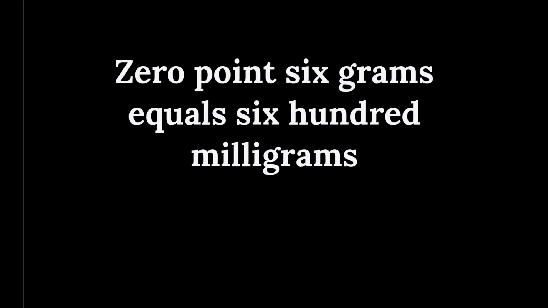For a 0.6 gram daily dose taken 3 times, convert to milligrams. 0.6 grams equals 600 milligrams. Divide 600 by 3 to get 200 milligrams per injection. Calculate volume using concentration. For 200 milligrams in 1 milliliter, 1 milliliter is needed.